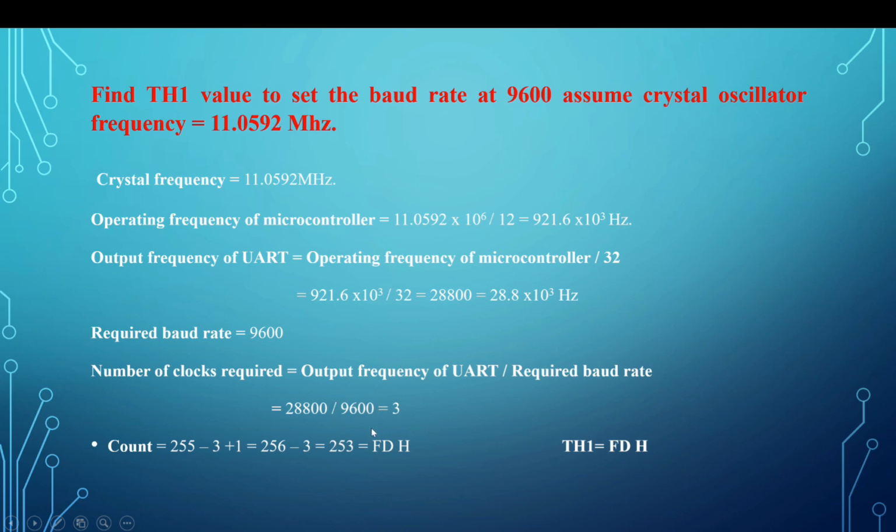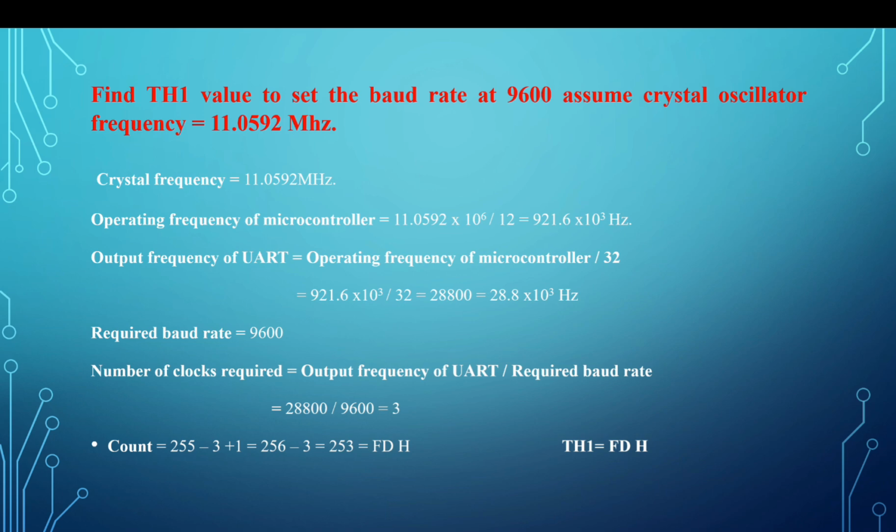So here we have determined the TH1 value, FDH. Every time the timer overflows, the TH value will automatically be loaded into TL, and counting will start from FD, and after every 3 clocks the timer will overflow, so that in 1 second it overflows 9600 times. So the timer is acting as a frequency divider here. This is how we set the baud rate.